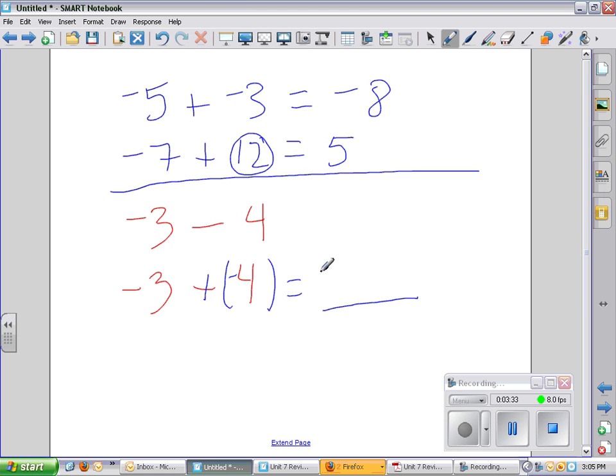And now we think about what those rules are. If the signs are the same, in which they are now, I'm going to add them and keep the same sign. So that's going to be a -7. I'm going to stop right there for a second.